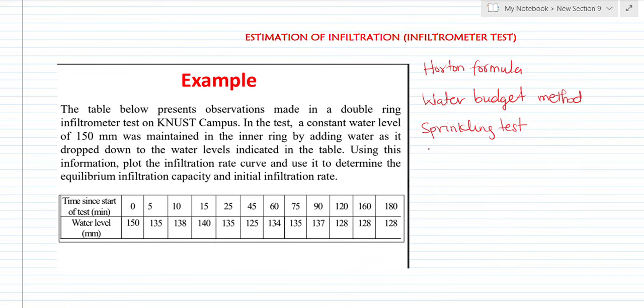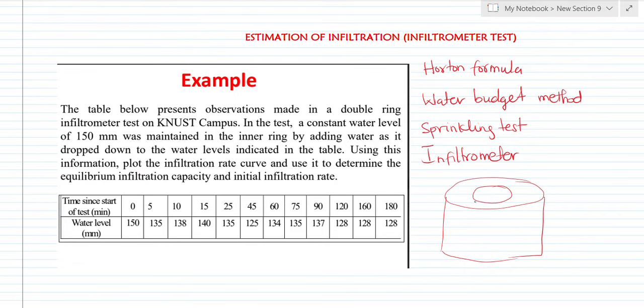Then we have the infiltrometer test. That is what we are going to focus on. With the infiltrometer test, you have the double ring infiltrometer. With the double ring infiltrometer, we have a very big ring. We drive it into the soil. Then we have an inner ring where we do our measurements. Around the inner ring, we pour water. Within the inner ring, we also pour water.